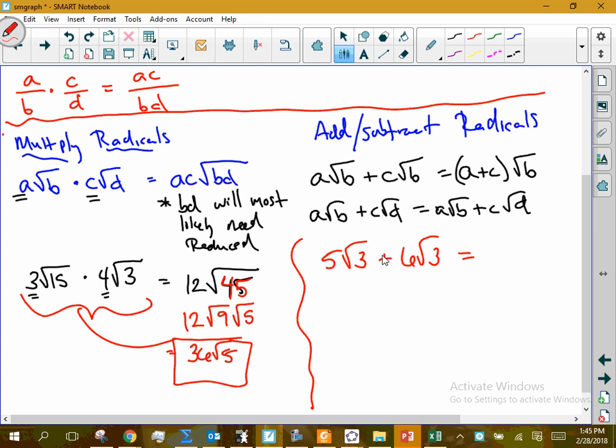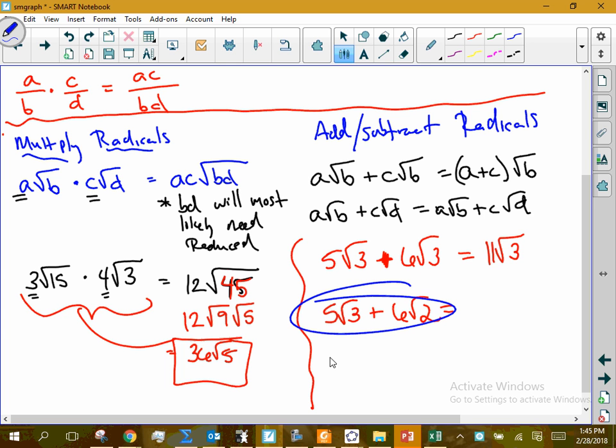Adding. If you took 5 times 6, what do I really want to do? 11. 5 plus 6, right? So 11 and then radical 3. Okay. What if I had 5 radical 3 plus 6 radical 2? I leave it as that. That is the simplified version.